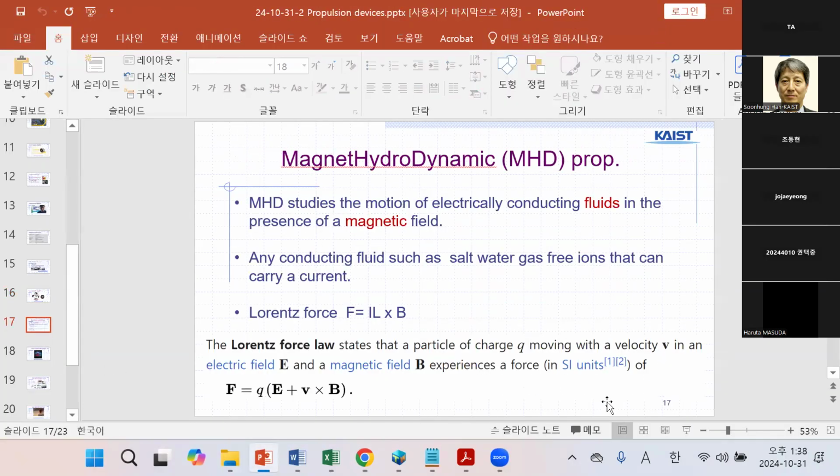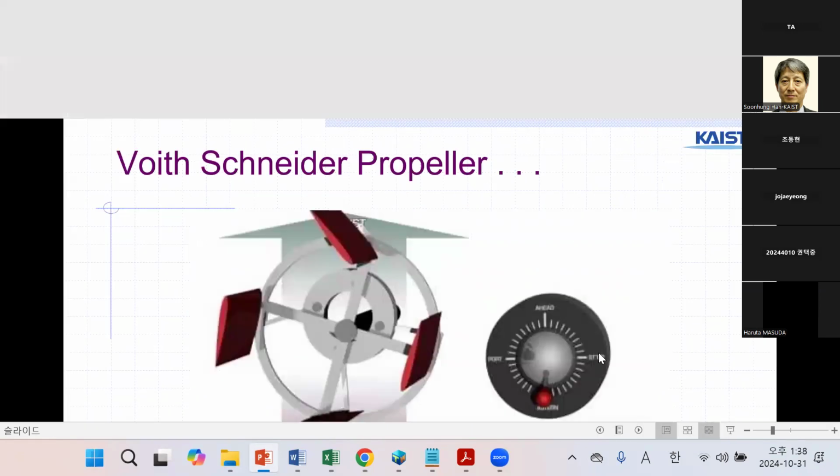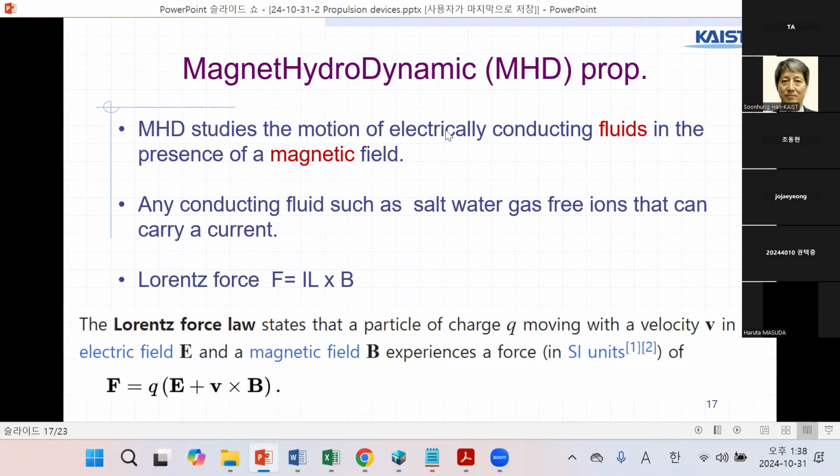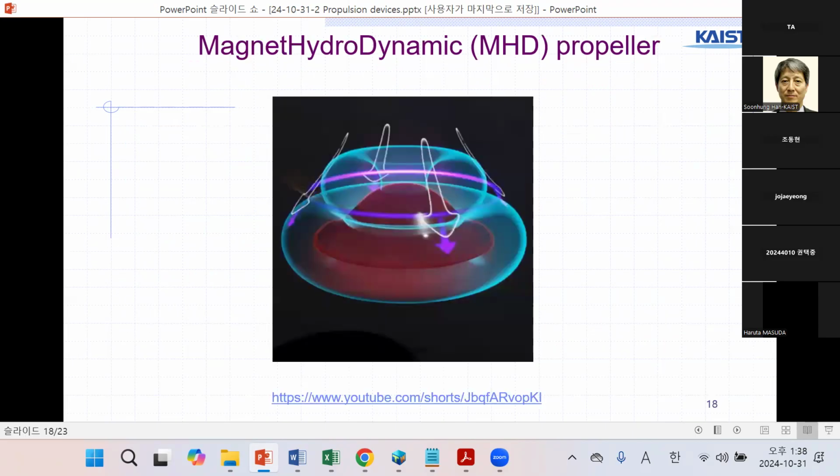And magnetohydrodynamics is about the motion of electrically conducting fluid in a magnetic field. We are using the Lorentz force law. Salt water has ions, so you can apply an electrical current and make the electricity. So there's also a video.